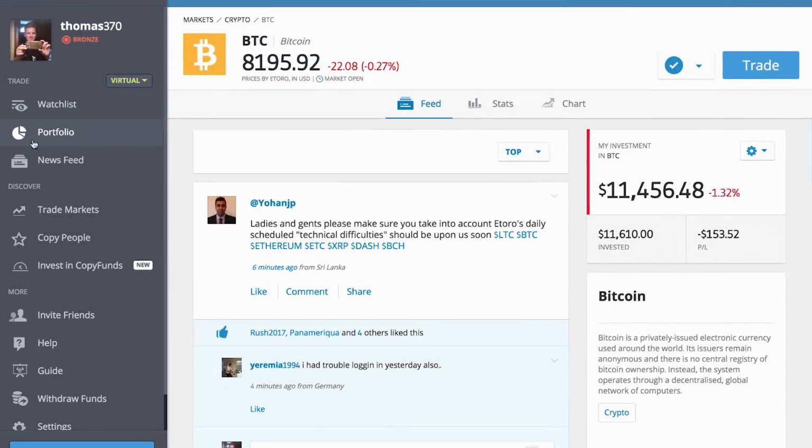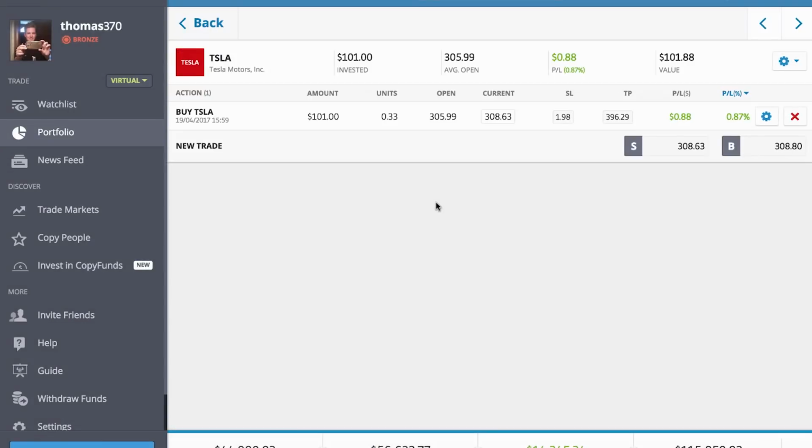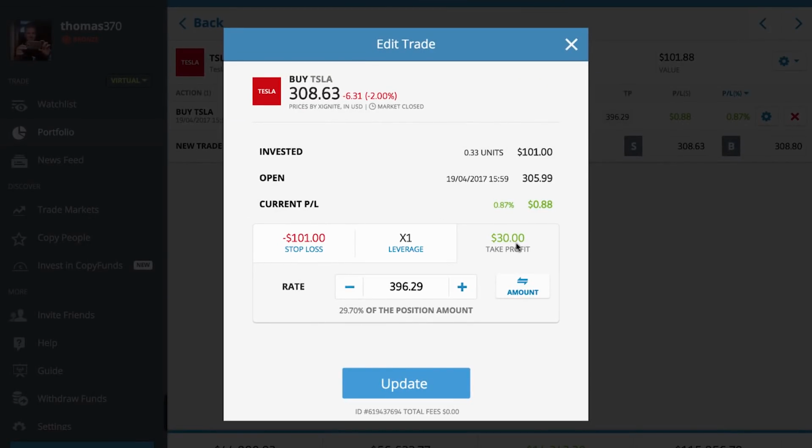If I go into any of my trades here in the portfolio, it's my virtual portfolio, here's my take profit. So the take profit is saying, if it ever gets to 396.29, close the trade and I want to get out of it. That's a type of order. Okay, so a take profit is an order, a stop loss is an order, but with all trades, it automatically asks you if you want to set those up, because one's for security and one's to take your profits.